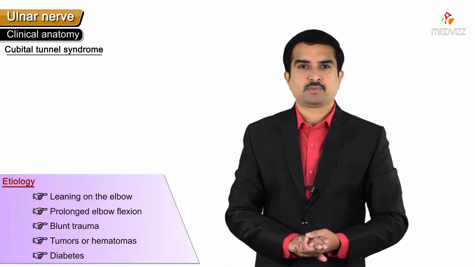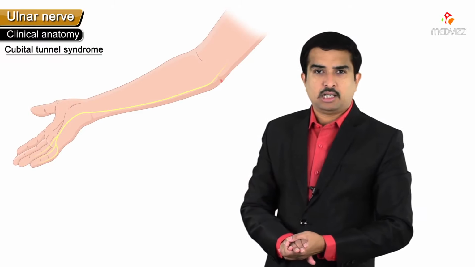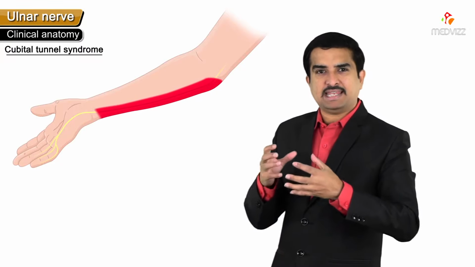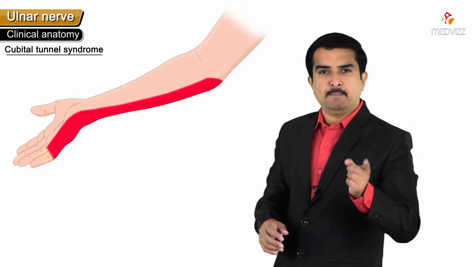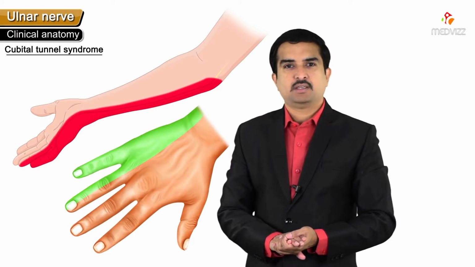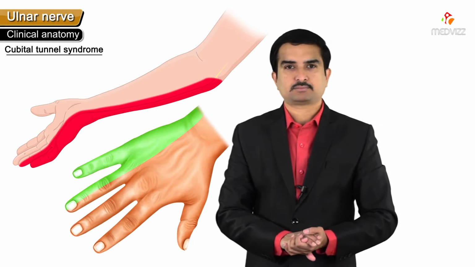But more commonly it is a compressive neuropathy and most often because of occupation. And the cubital tunnel syndrome can cause pain on the medial side of the lower forearm with pins and needles sensation of the medial two fingers and dorsum of the ulnar side. This is what we need to know about the cubital tunnel syndrome.